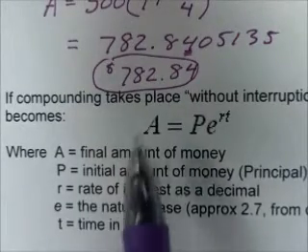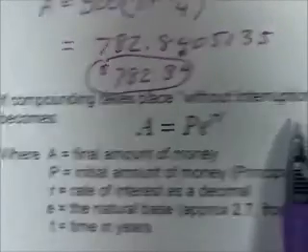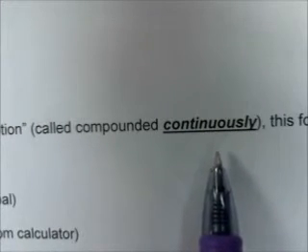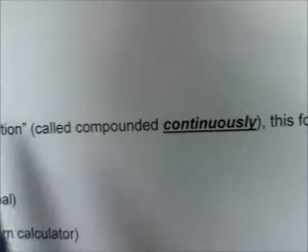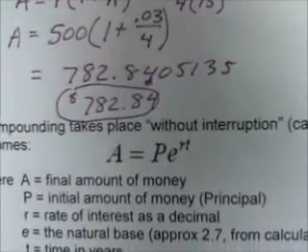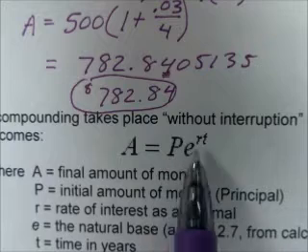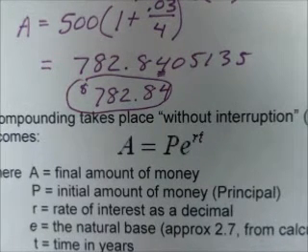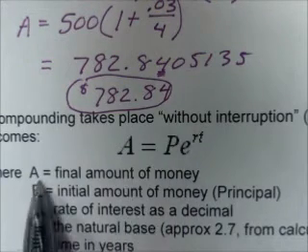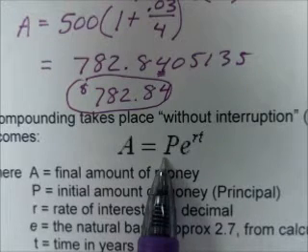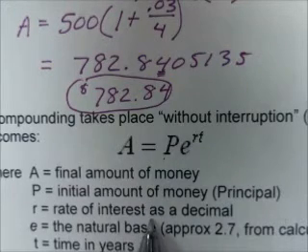Now, if compounding takes place without interruption, this is called compounded continuously. This formula from above becomes the following: A equals P e to the rt. So whenever anything is compounded continuously, you're using this formula. A again is the final amount of money, P is the initial amount, r is the rate of interest as a decimal.